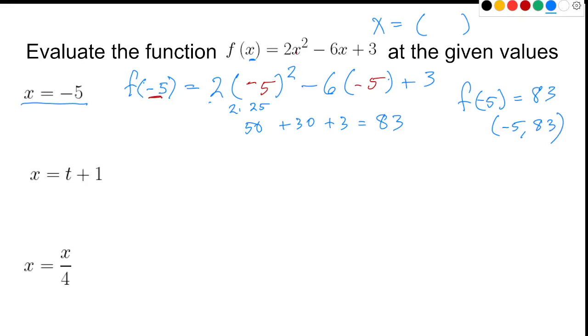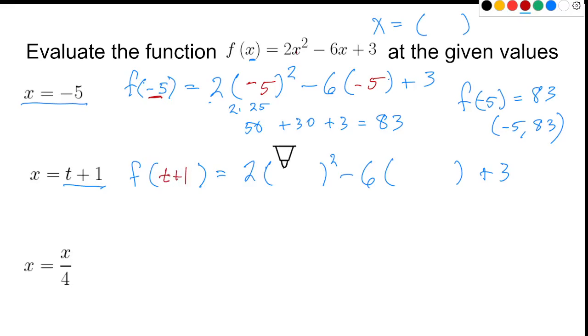Now, what if we have x equal to something that has a variable in it itself? So x equals t plus 1. Again, we do like we did with the last one. We're going to set this up, but this time we're going to put a little bit bigger space in that parenthesis. So it's 2x squared minus 6x plus 3. And then what goes in here? Well, x is t plus 1. So everywhere you see this big open space, we're going to put in our t plus 1.